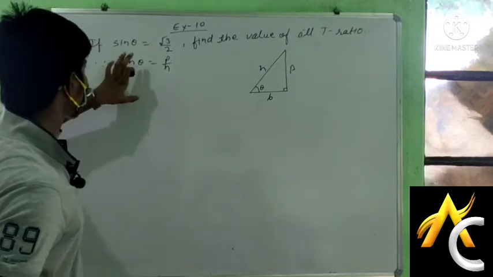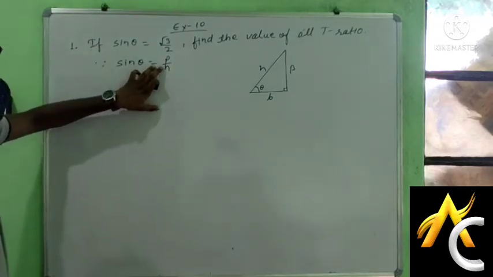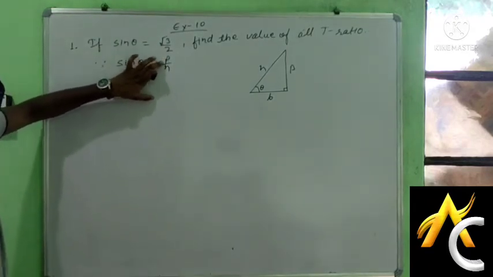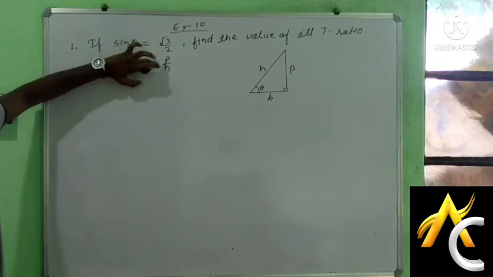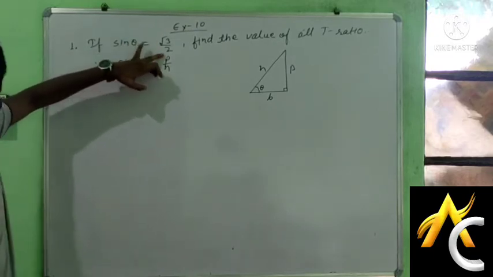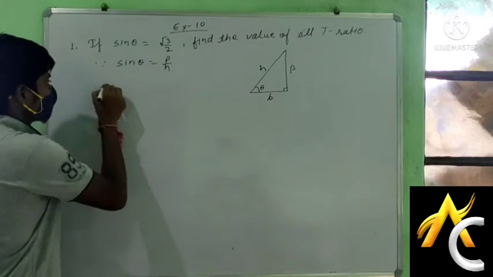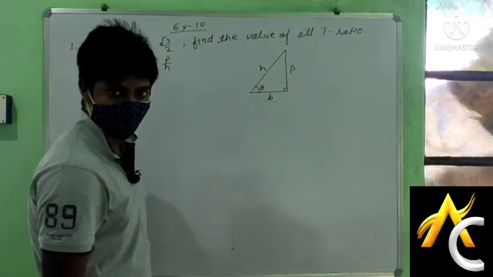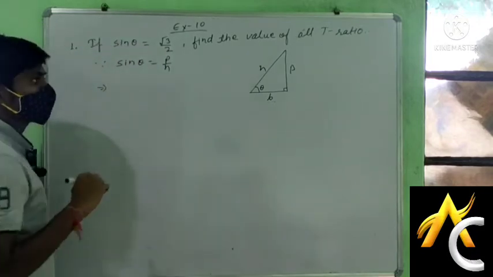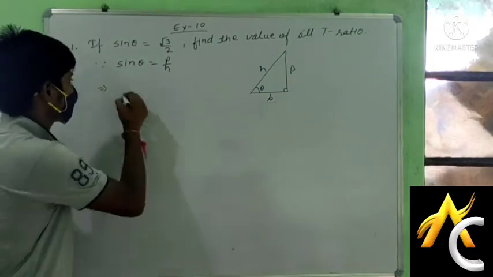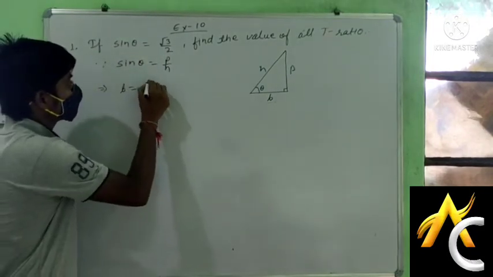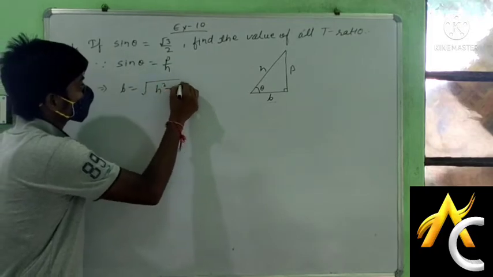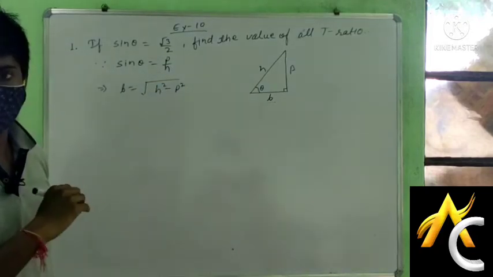So by comparing this, that is P by H and root 3 by 2, we have value of P is root 3 and value of H is 2, right? That implies only one side is left, that is base. So by applying Pythagoras theorem, we can write it as B is equal to root under H square minus P square. This is the simple Pythagoras theorem.